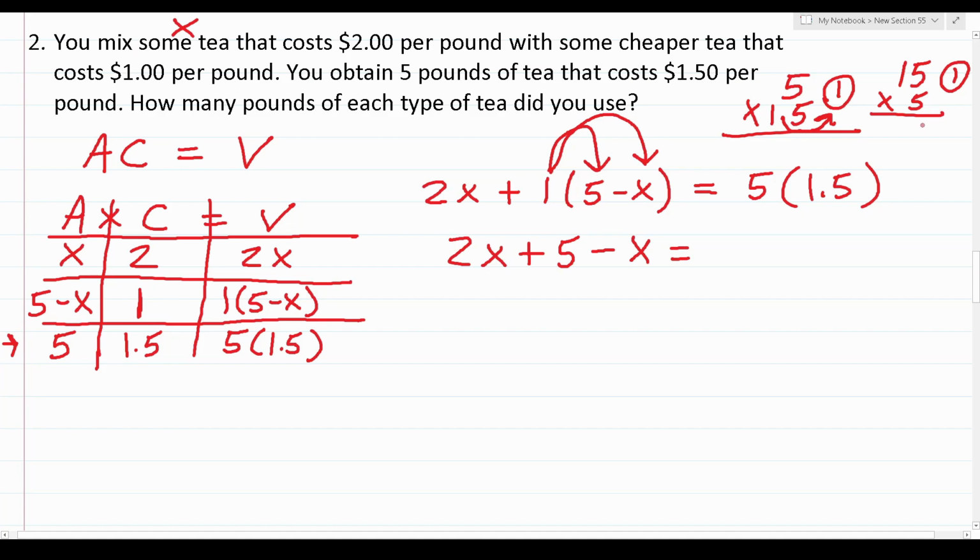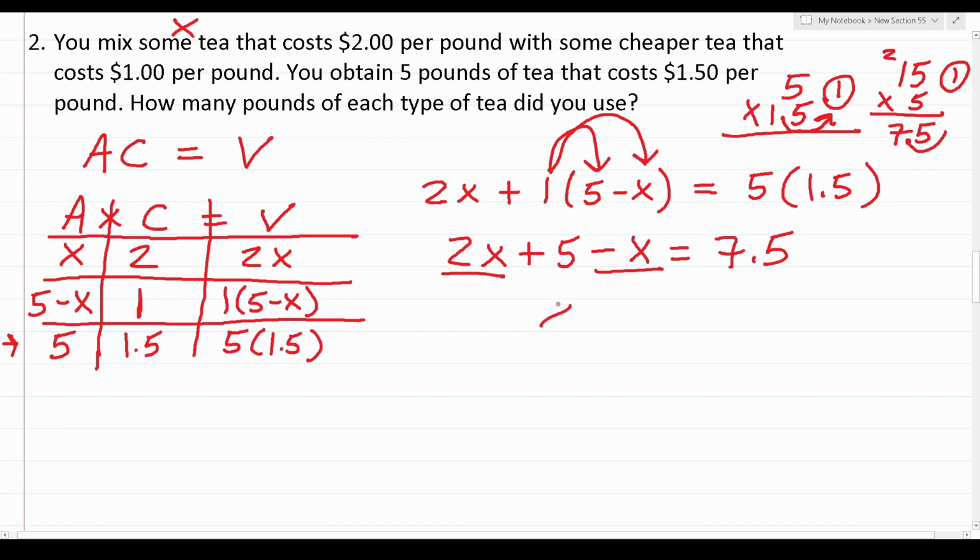5 times 5 is 25, so we're going to drop down a 5 and carry a 2. 5 times 1 is 5, plus 2 is 7. Bring our one decimal back in. So we can see 5 times 1.5 is 7.5. Again, we're solving for x in this case, so let's combine these two like terms, notably 2x and x.